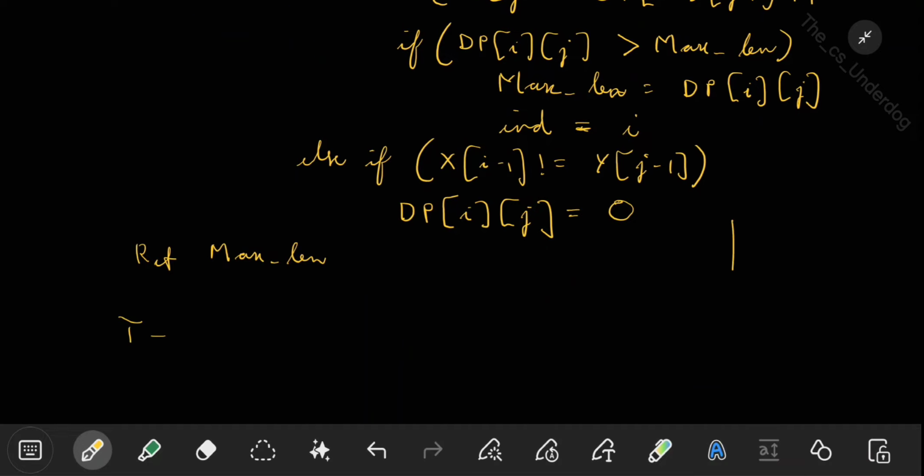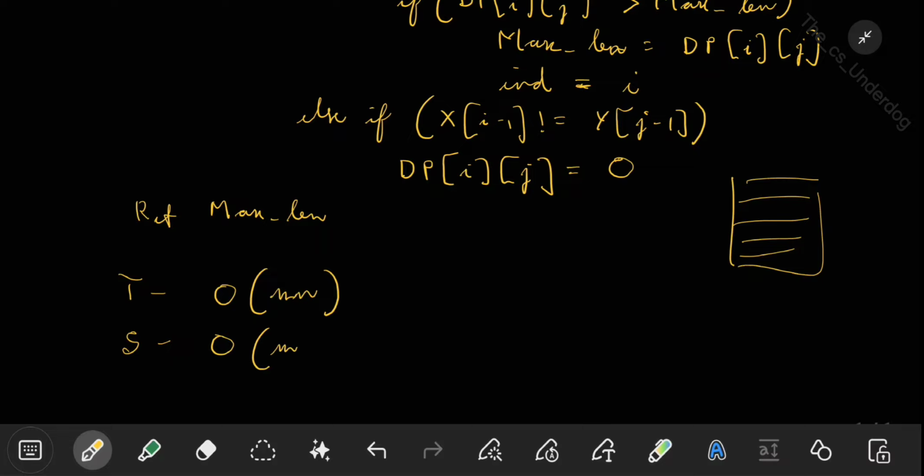What about the space complexity? Here the table is what is consuming the space. We already know table is of size m into n. So the space complexity is also order of mn. One more thing before you complete this lecture is that once you understand the length, how exactly are you going to find out what exactly is the longest common substring?